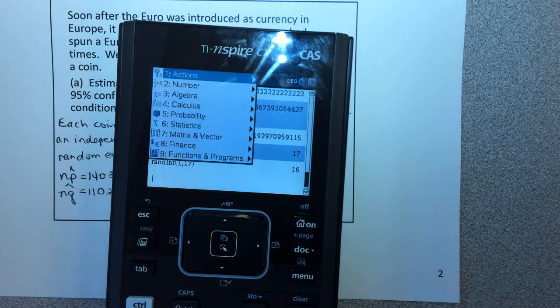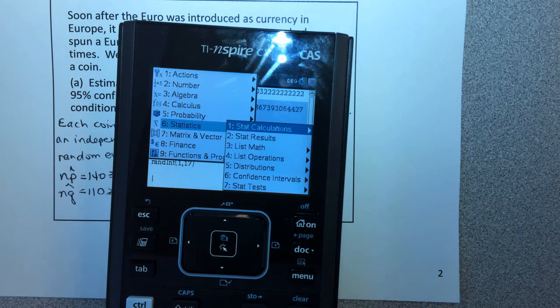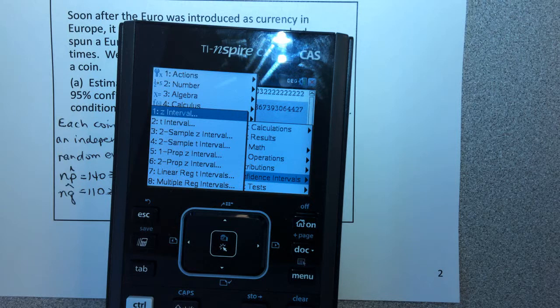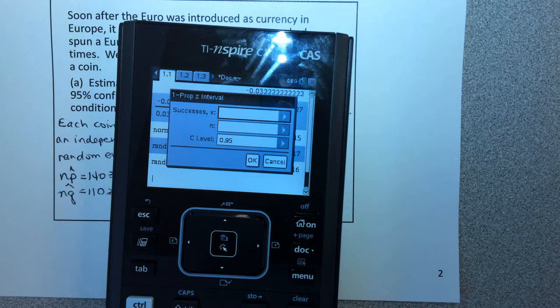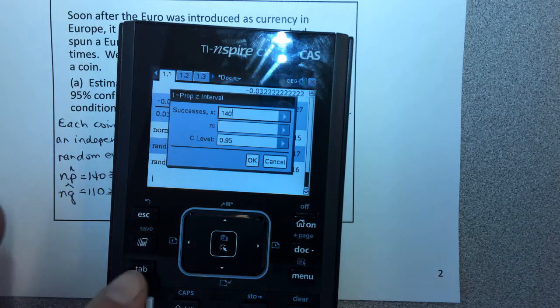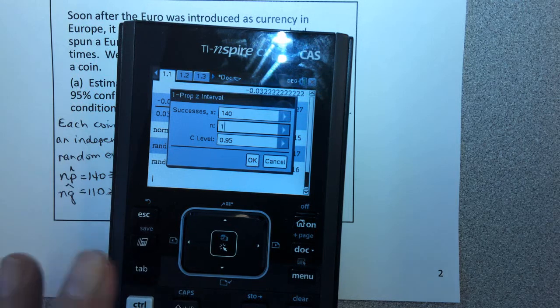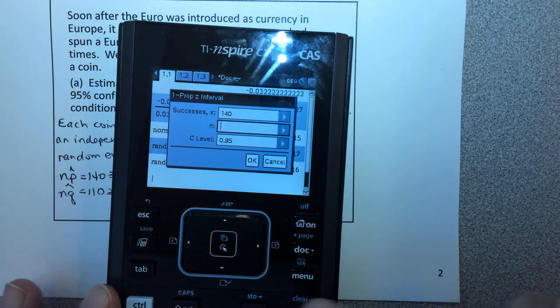So menu, statistics, confidence intervals, and number 5 is one prop z interval. And I'm real happy that they asked me for successes because that's 140 and I didn't have to compute it. They just gave it to me. Do not put a p hat in there. Definitely don't put a decimal because it will not take it. Out of not 150, 250.